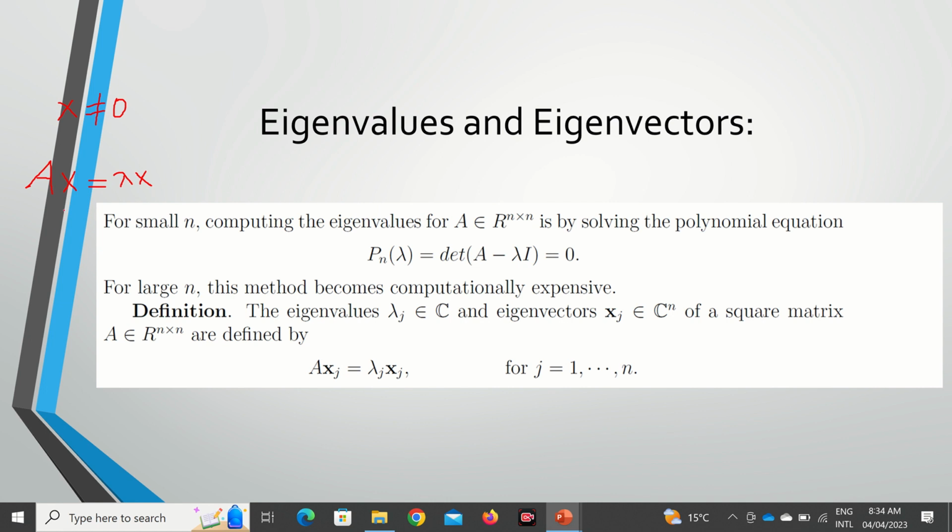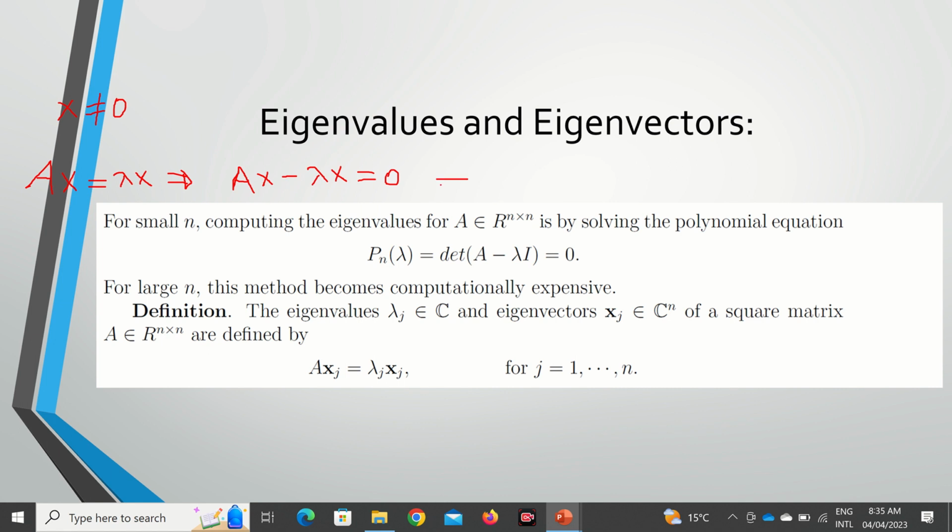Okay, and you need to solve this system of equations. This might be written in this form, since you want to find the value of lambda and x both. So for that purpose, we simply write this equation as Ax minus lambda x, equal to 0. It's a homogeneous system of equations.